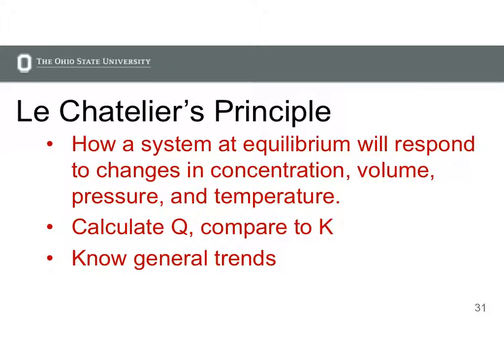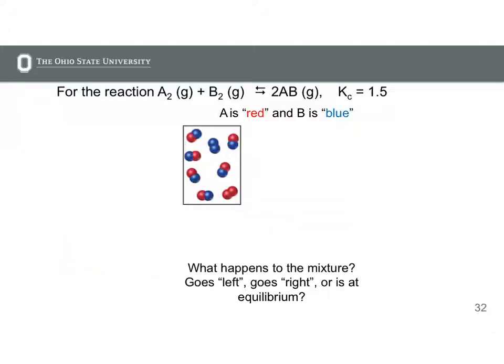And so the other thing you're going to want to know in general is what's going to happen if we change the concentration of one reactant after it's been at equilibrium. How does it regain equilibrium? Okay, so very general type things.